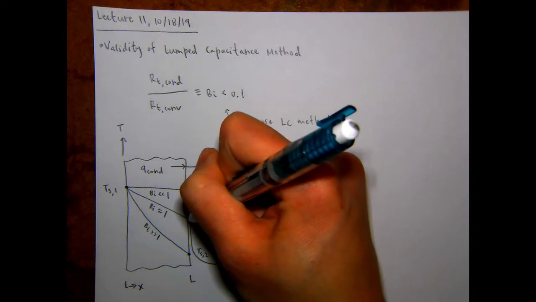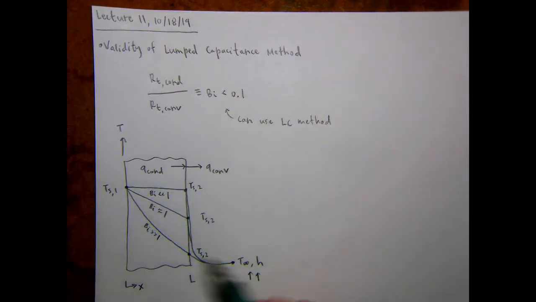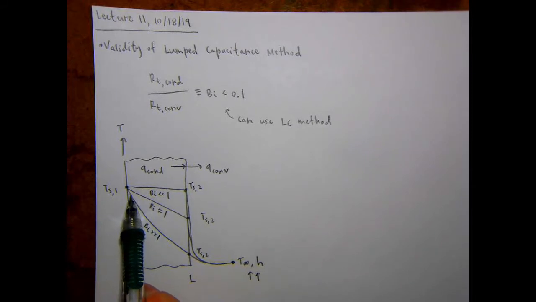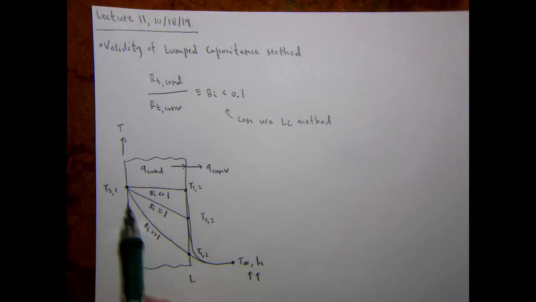And then the same thing is true for the rest of them. A medium amount of change within the surface, and then a medium amount of change between surface 2 and the ambient for a Biot number on the order of 1. And then for a large Biot number, you have a big change between surface 2 and the ambient, and a smaller change within the object between surface 2 and surface 1.